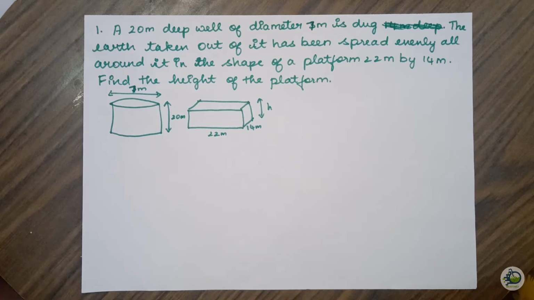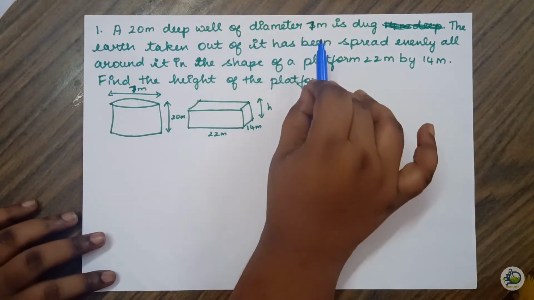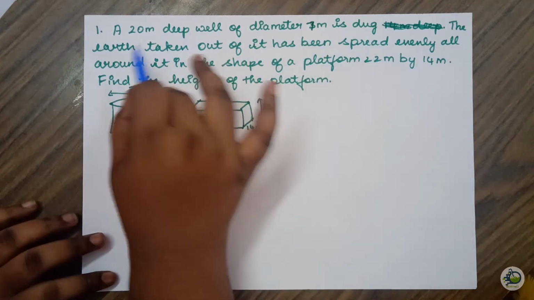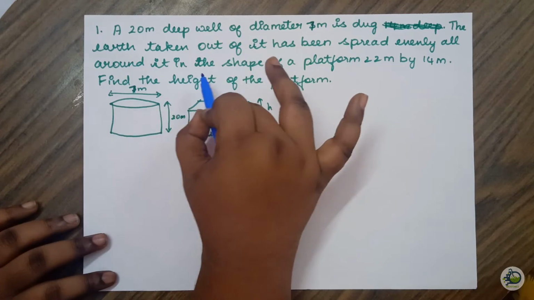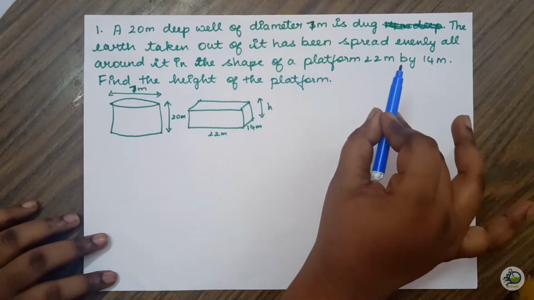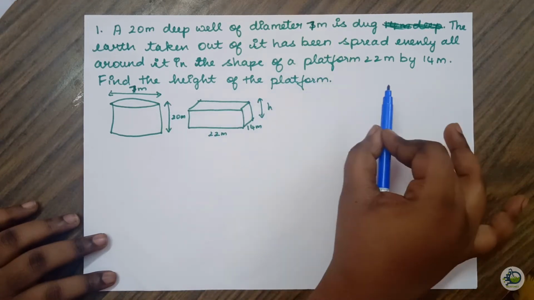Hi, today we are going to see some more problems in surface areas and volumes. So let's solve some more problems. A 20-meter deep well of diameter 7 meter is dug. The earth taken out of it has been spread evenly all around it in the shape of a platform 22 meter by 14 meter. Find the height of the platform.